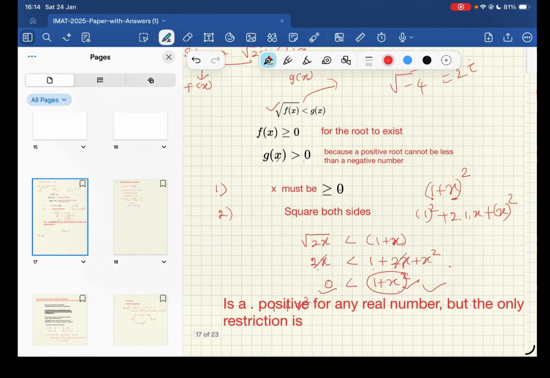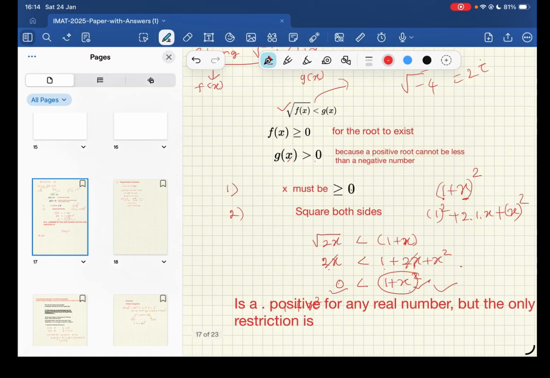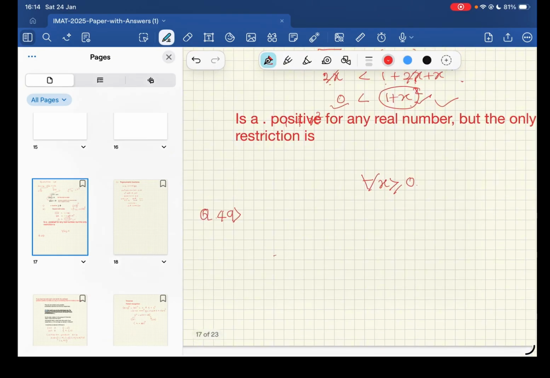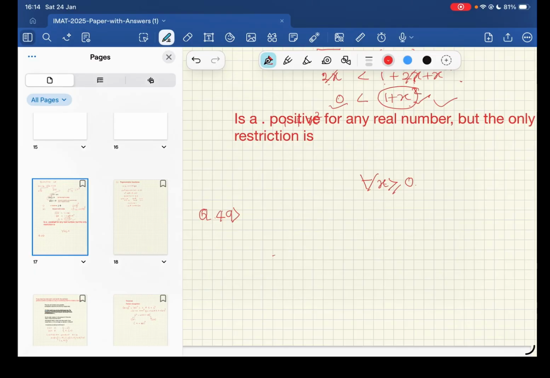But you must understand this inequality. For the inequality to be valid, f of x should have a root. For f of x to be a real number, or to have a real root, f of x should be greater than or equal to 0. So this entire inequality is valid only when x is greater than or equal to 0. So the answer should be that every x should be greater than or equal to 0.